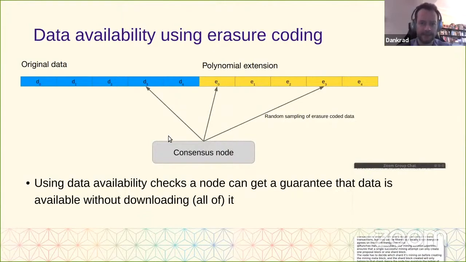And this can be used as follows. If we erasure code all the blocks, then a consensus node can sample some random chunks. If the sampling concludes that 50% are available, which can be done by downloading much less than 50% of the data if you do random sampling, then you get a guarantee that you can download the whole of the data without actually downloading all of it. So this is a scaling mechanism that allows us to know that data is available without downloading it all.